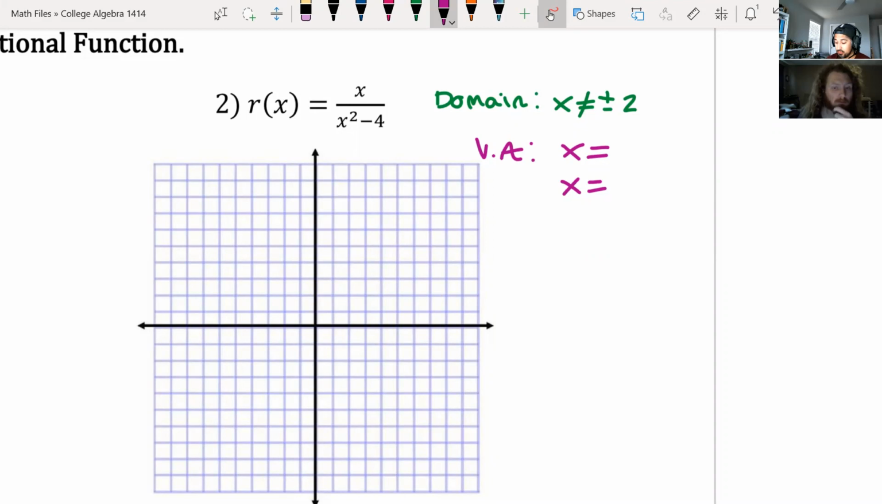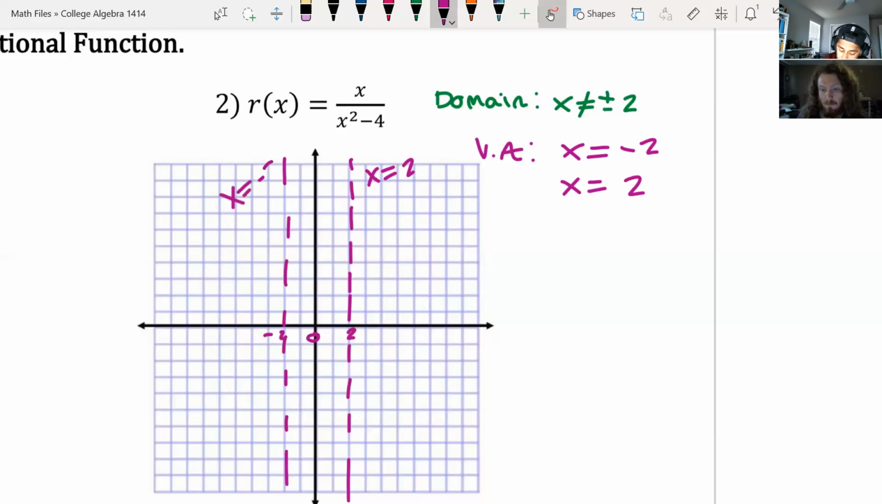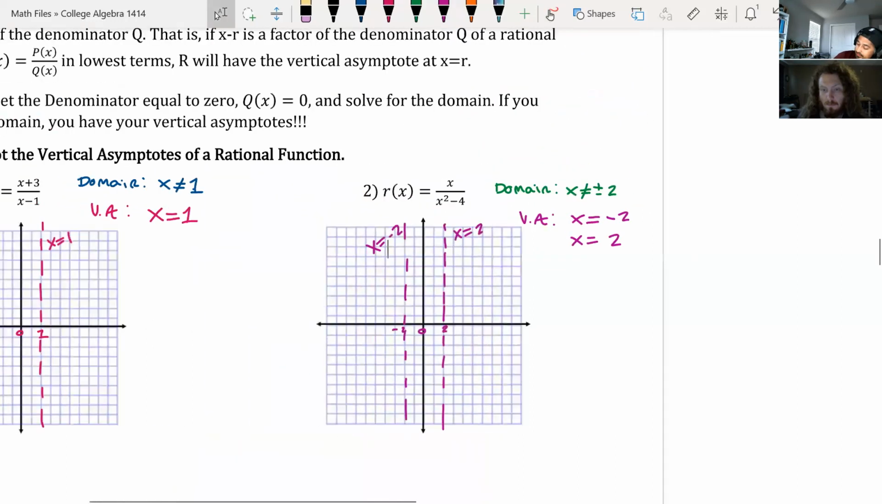-2 and 2. And just draw them out. So 0, say this is 2, and there's -2, and that's x equals 2. And x equals -2. Okay. Perfect.